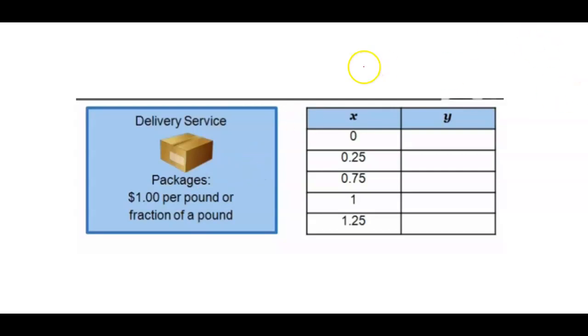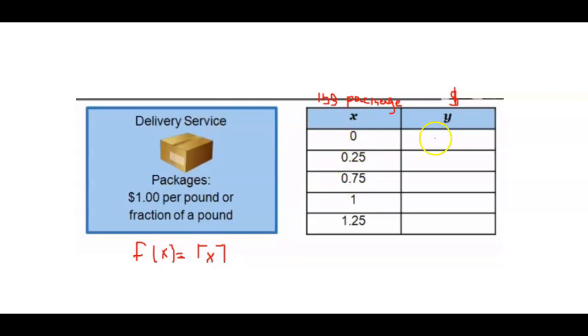So x is the weight of our package, the pounds of the package, and y is the amount of money. Let's use our least integer function. And remember, we're going to denote the least integer function by saying f of x is equal to the least integer of x, and our brackets will go to the top.